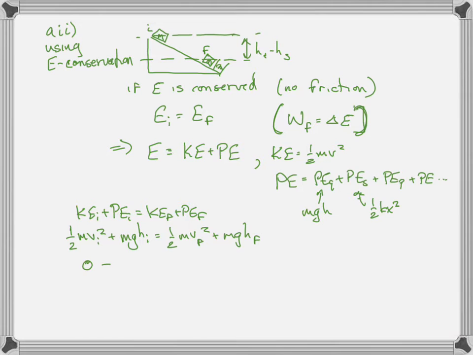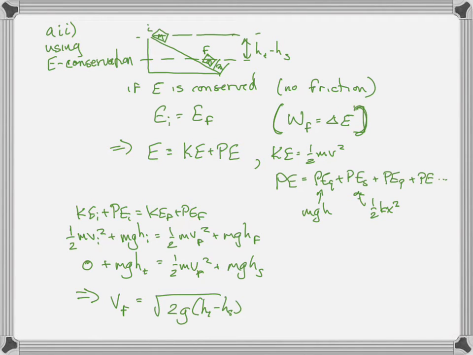The initial velocity is 0. The initial height is h_t. The final velocity is what we're looking for, and the final height is h_s. Now we just solve for the final velocity, and we get the final velocity is the square root of 2g times the change in height, h_t minus h_s. Pretty straightforward. Seems like a lot less work than the other problem.